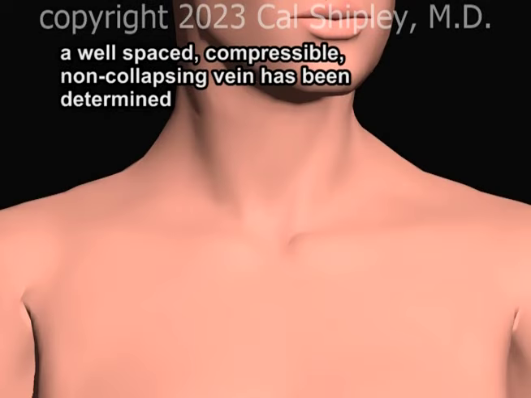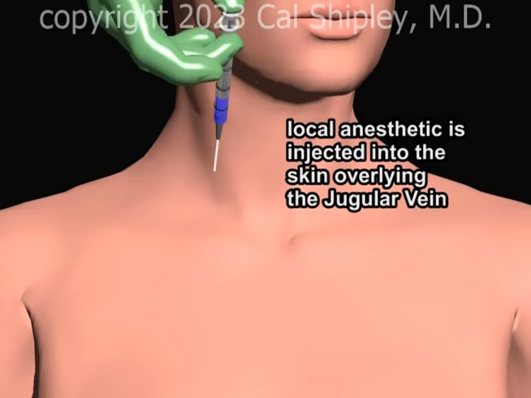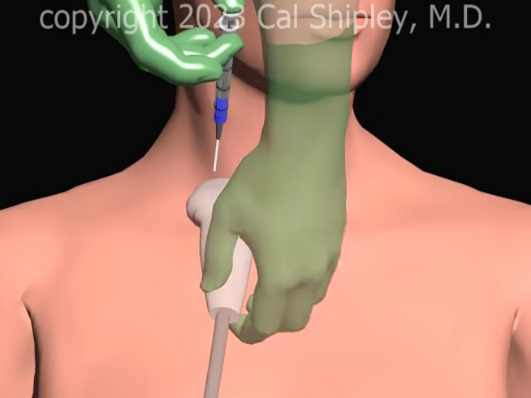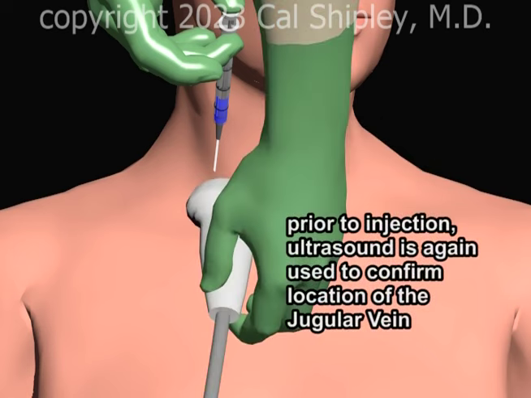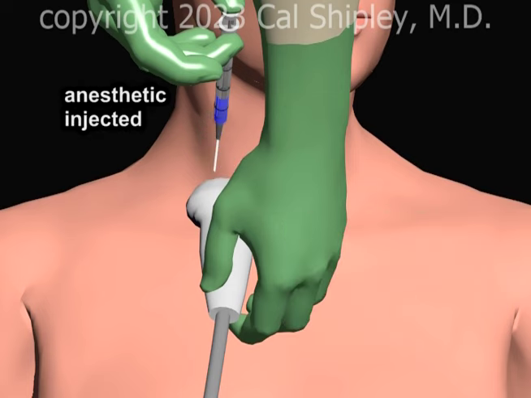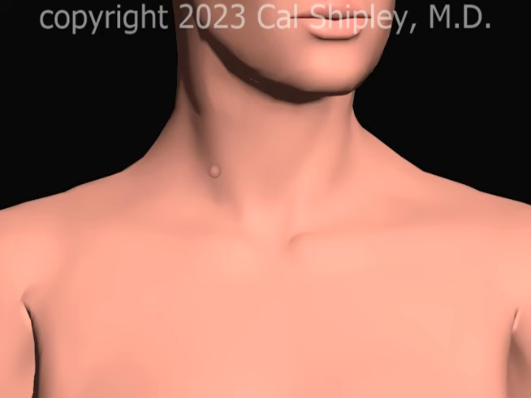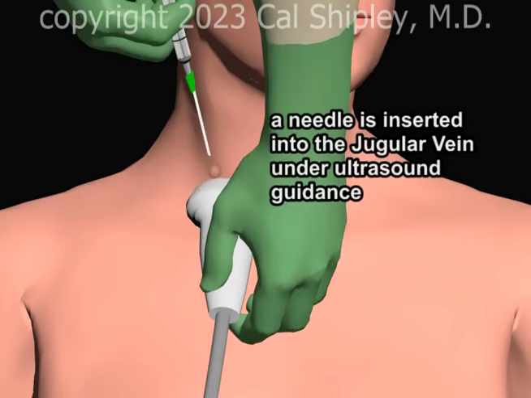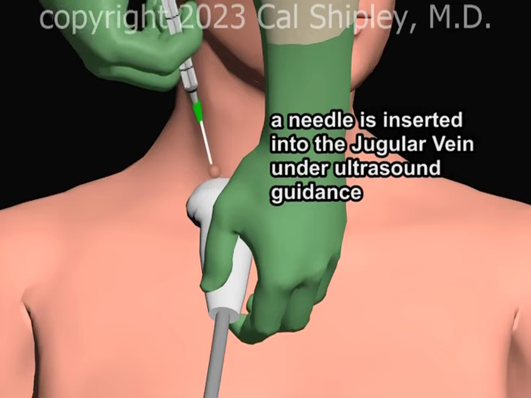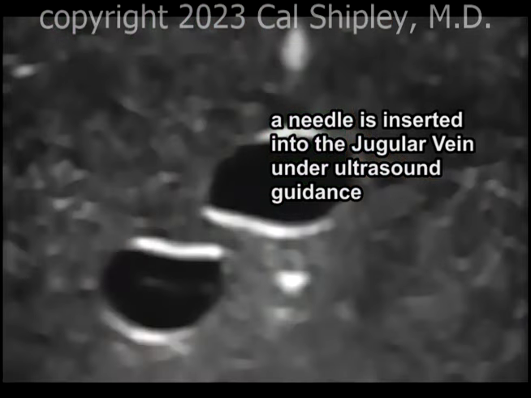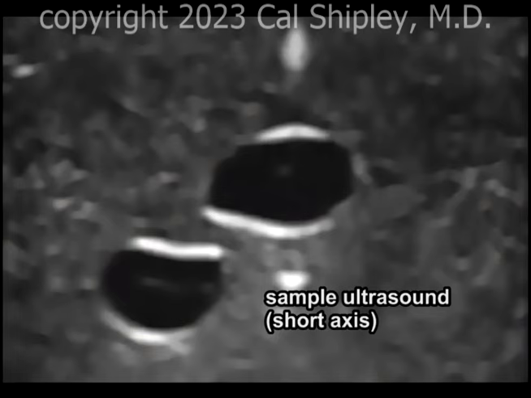Once a well-spaced, compressible, non-collapsing vein has been determined, local anesthetic is injected into the skin overlying the internal jugular vein. Prior to injection, ultrasound is again used to confirm the location of the jugular vein. Once the local anesthetic has been placed, a needle is inserted into the jugular vein under ultrasound guidance. Here's what the real-time ultrasound images look like.